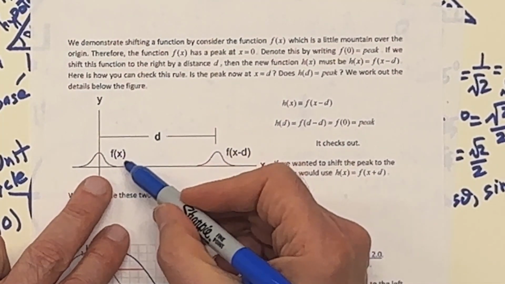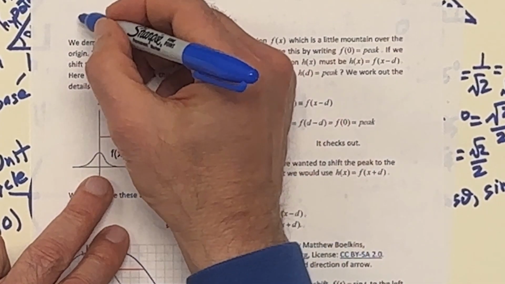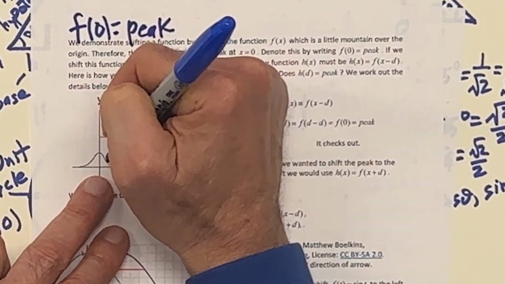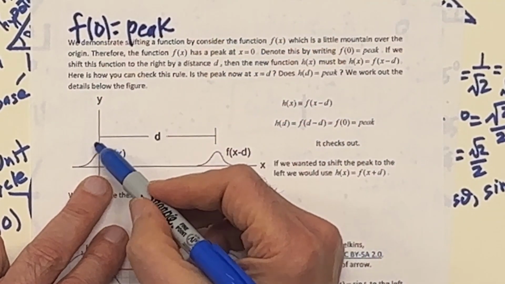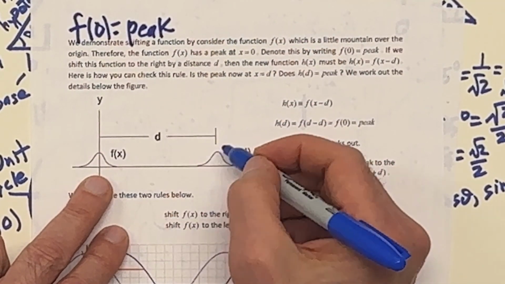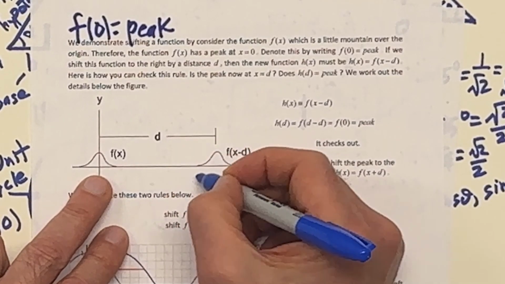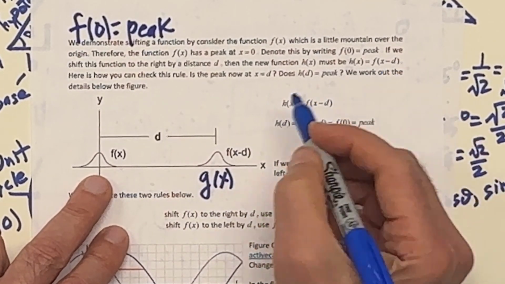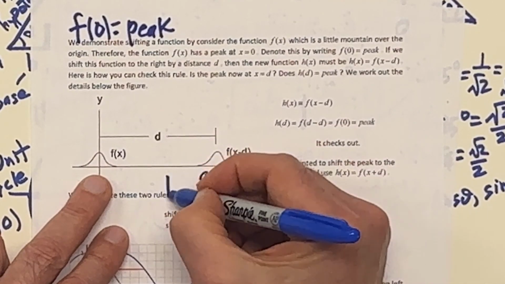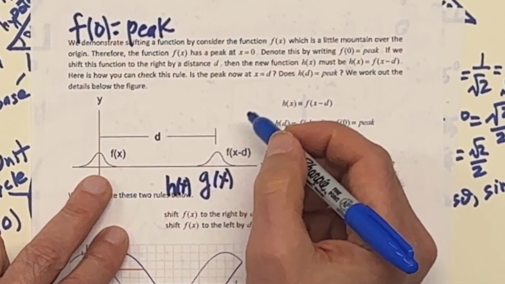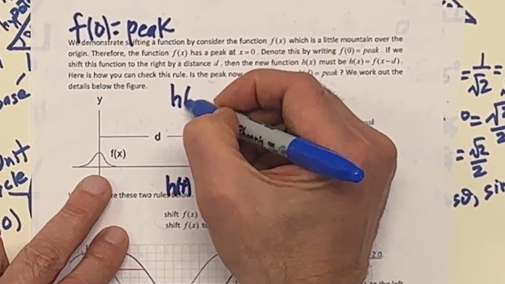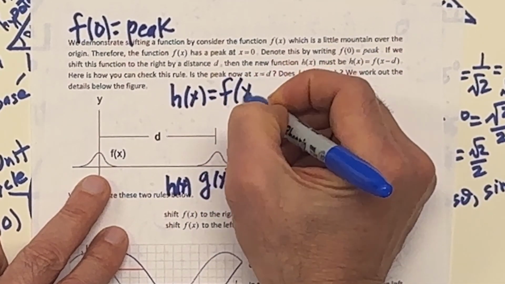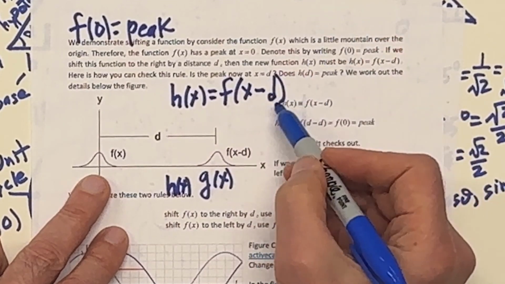If I have a function, f of x, where I simply note that f of 0 is equal to some peak, and I'll just write down peak, I don't care what the value is, then if I want to know what the function is over here, say this is the g of x function. Or here in my notes, it looks like I called it h. All right, so we'll call this h of x. Then I claim that if h of x is equal to the original function, f of x minus d, this is going to put the peak at d.